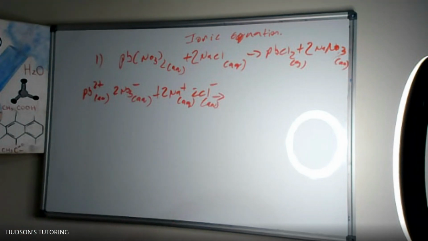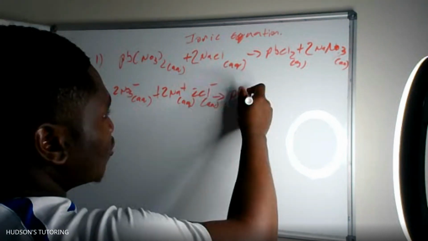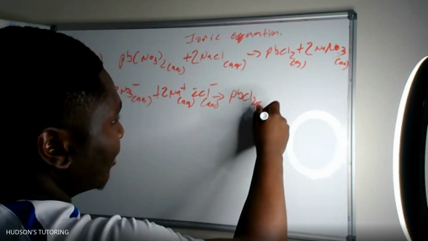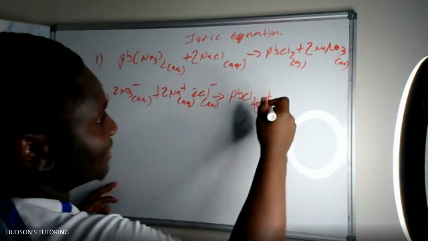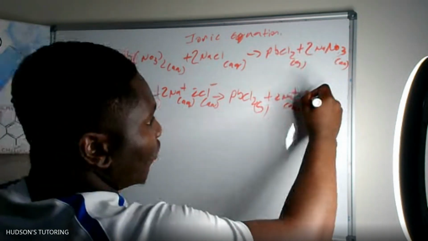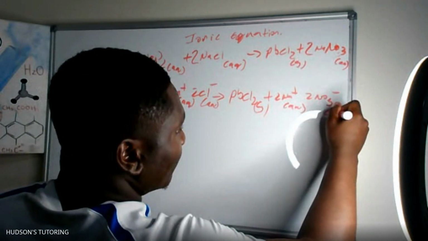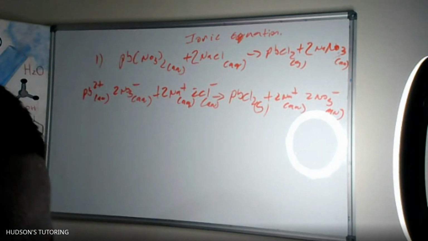Do I split the lead chloride? Let me see if we're learning. Would I split it? It is solid. Would I split it? No, sir. Excellent. So you keep it as it is. You don't split solid. So it's lead chloride, solid state, plus this is aqueous, so we're gonna split this. 2 Na plus aqueous, right? 2 NO3 minus aqueous. Wonderful.